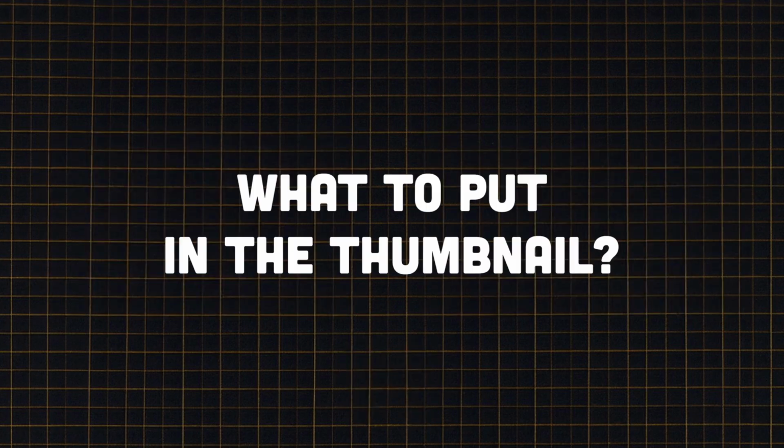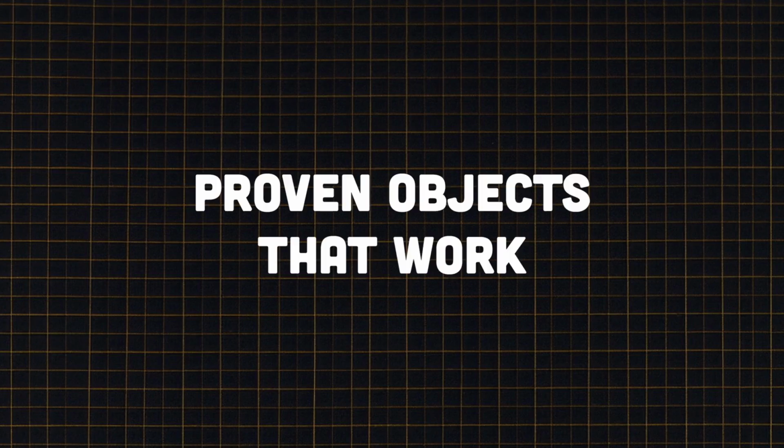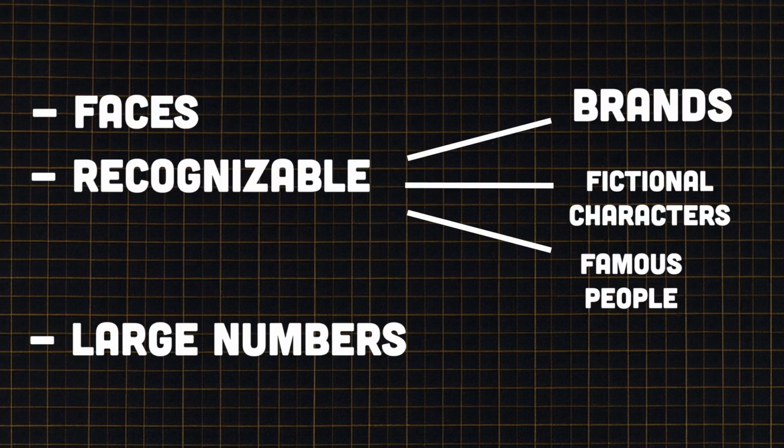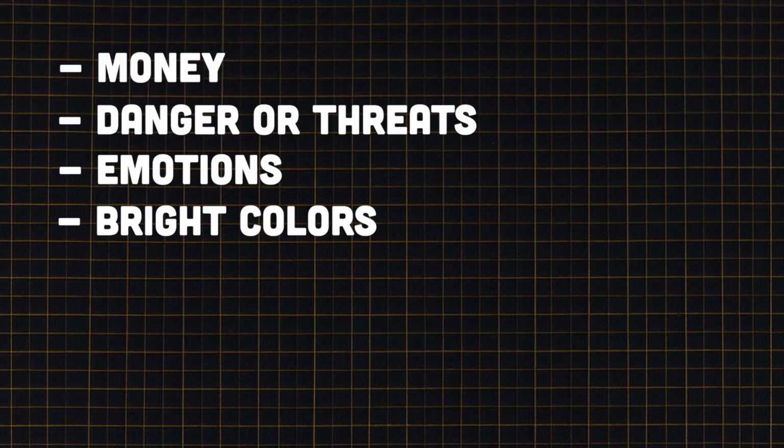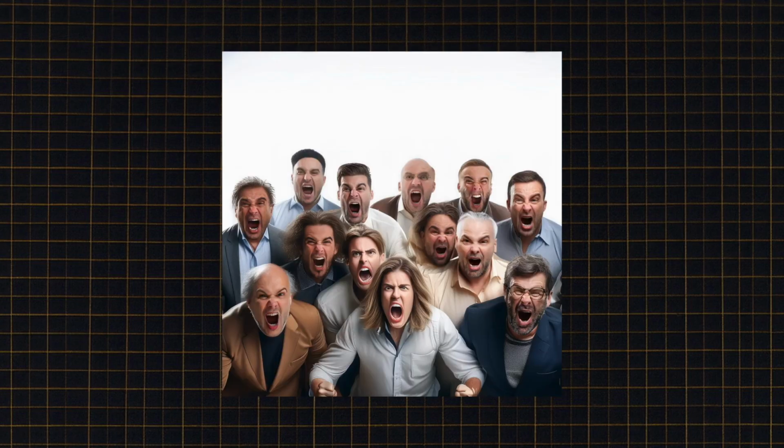But then what do we actually put in the thumbnail? Well, there are a lot of proven things that work on YouTube to achieve familiarity. And these things are faces, recognizable brands, fictional characters, famous people. Then there's also large numbers, especially with a dollar sign next to them. Then there's money, danger or threats, emotions, and also bright colors. But be aware that bright colors are more appealing to a younger audience, so they might turn off older viewers.